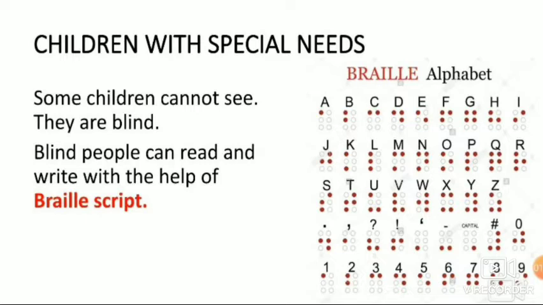In your question and answers, you have: how do blind children read or write? Children who cannot see are called blind. They can read and write with the help of Braille script. The picture on the side shows what a Braille script is. Those are the alphabets of the blind. All right.